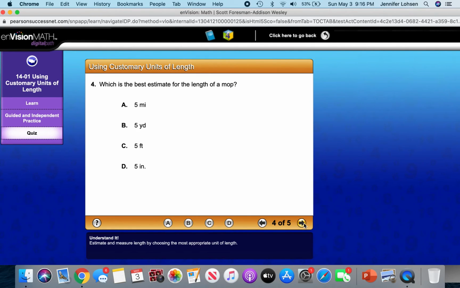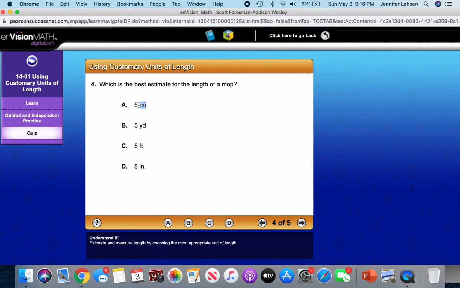Our next question says, which is the best estimate for the length of a mop? So I'm sure you guys all have a mop at home. If you don't have a mop at home, you can visualize a broom. If I stand it up next to me, it comes up to the middle of my upper arm, like near my shoulder kind of. It's pretty tall in length.